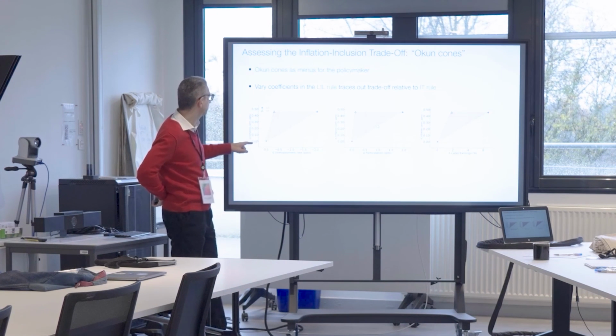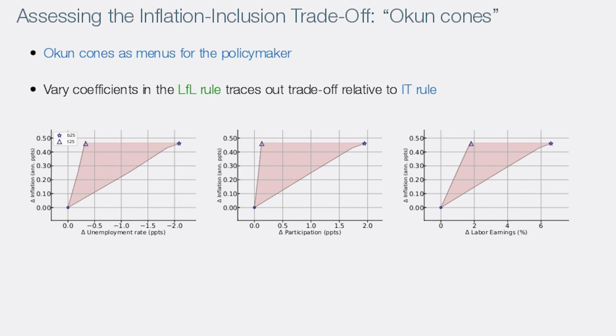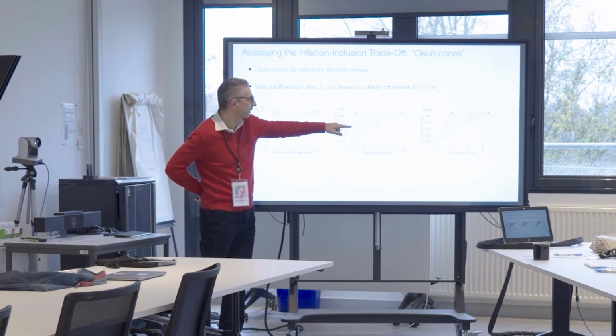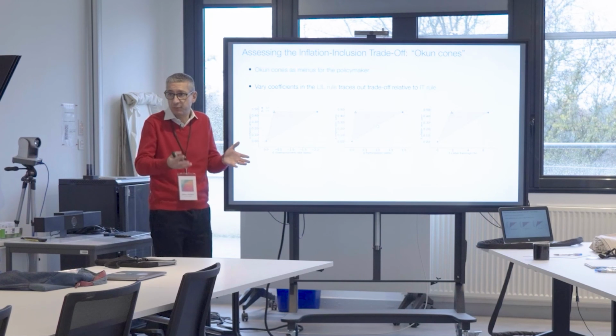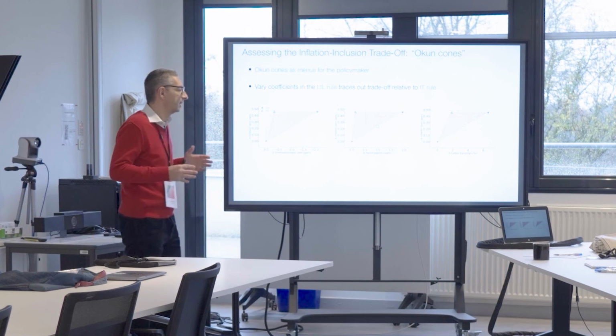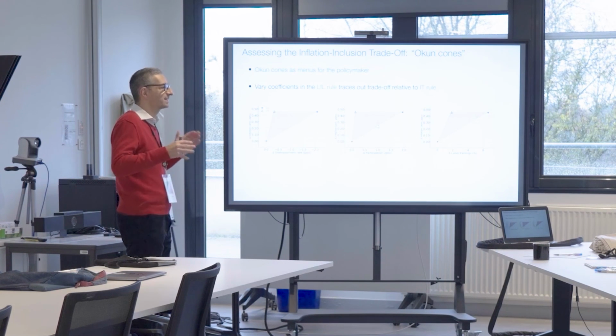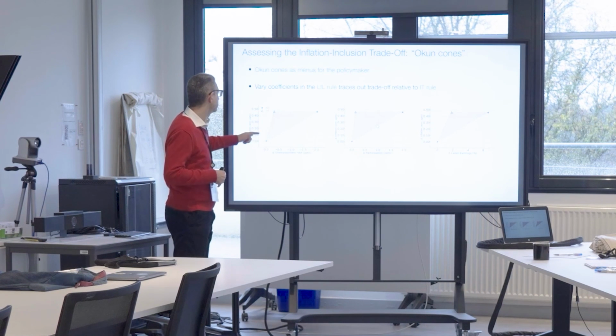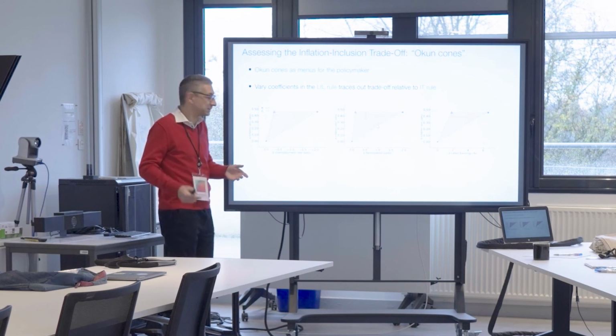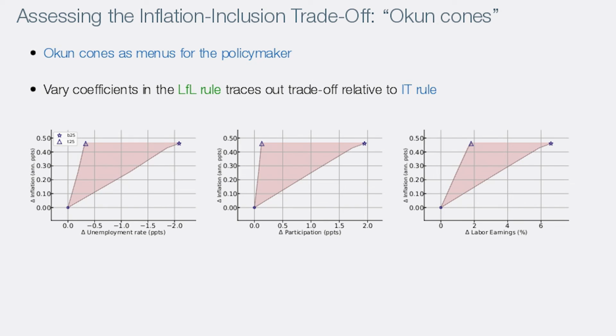For example, let me tell you what this 0.2 means. 0.2 means that you can choose a particular lower for longer rule that gives you 20 basis points of extra inflation and generates these gains across the distribution. This for the top, this for the bottom. Same for participation, same for earnings. The way we think about it is a menu for the policymaker. Suppose the policymaker says, I am very averse to inflation. At most, I'm going to allow a persistent deviation of inflation from target of something like 20 basis points. Well, with 20 basis points, you can get unemployment at the bottom lower by 1 percentage point, participation at the bottom higher by 0.7 percentage points, and 3% higher earnings.